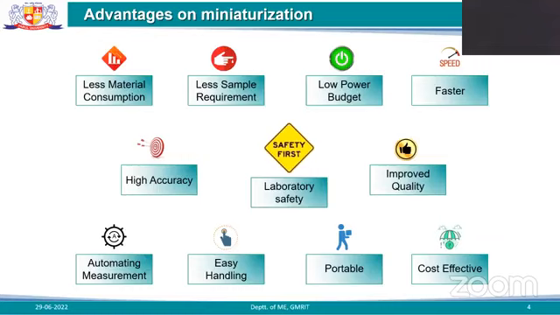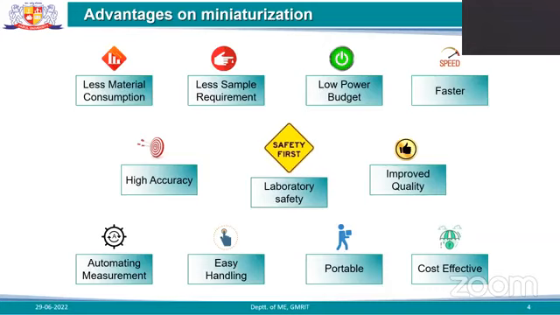In the same way, there is less sample requirement. What is the meaning? If the same test is conducted by the conventional laboratory, it may require 20 ml of blood. But when we do the same test with a lab on a chip or this kind of microfluidic device, it may require only one pinch or one drop of blood. We will get the same report, and maybe from one drop of blood we get multiple results or multiple tests at the same time. So the requirement of the blood or sample will also be less.